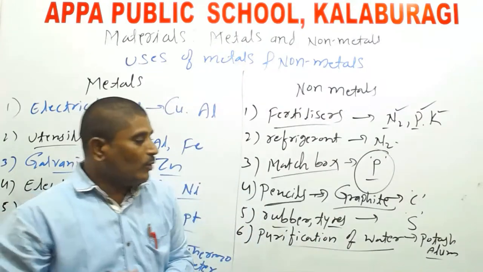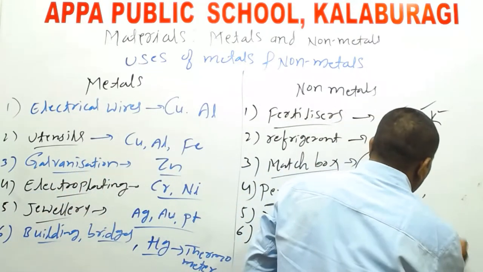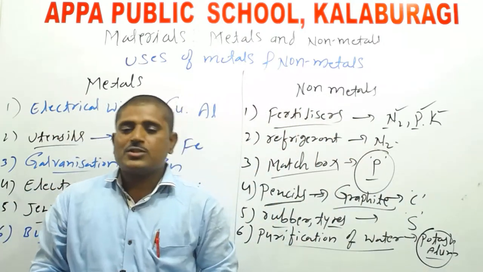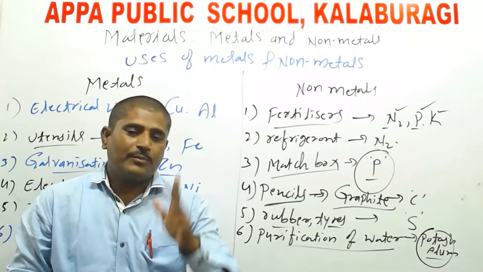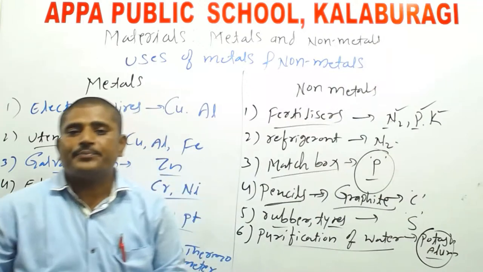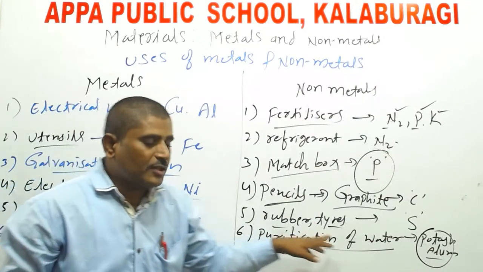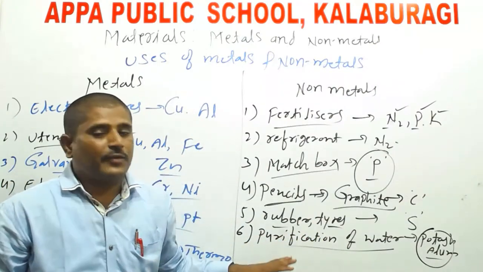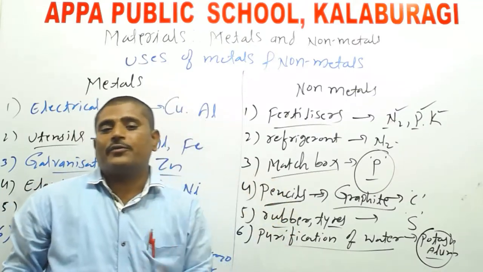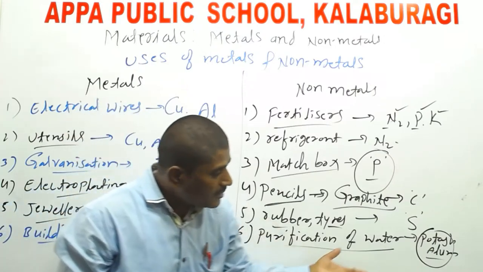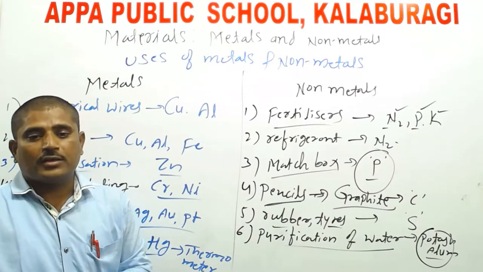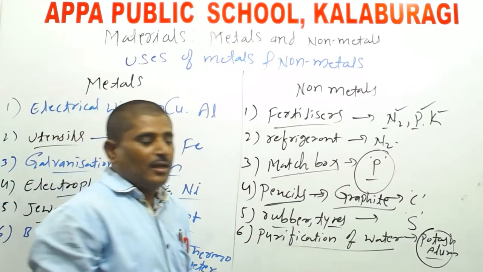And one more powder is there, bleaching powder. I think you heard of it. Bleaching powder is also prepared with the help of non-metals only. That powder also we use for the purification of water. You should remember, purification. Water gets polluted, and that polluted water we have to purify. Some of the non-metals we are going to use for the purification of the water. Isn't it? Yes. Next, breathing.